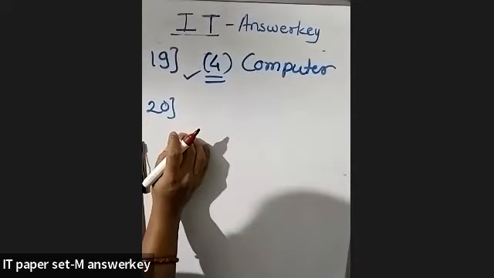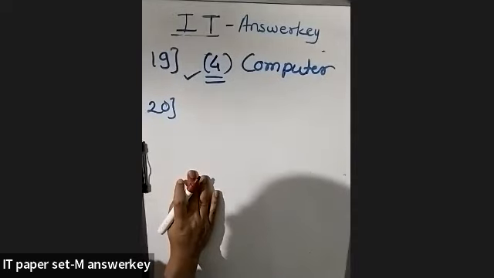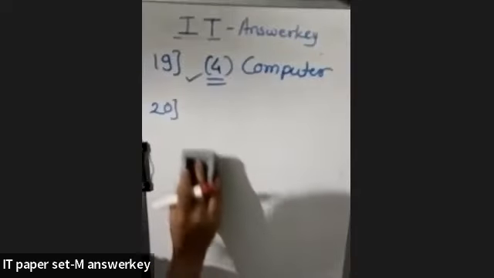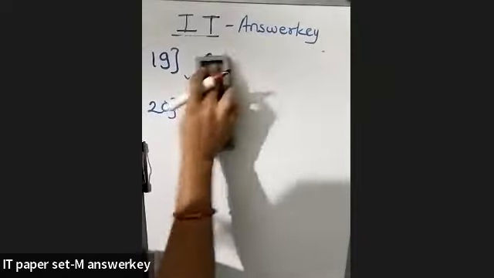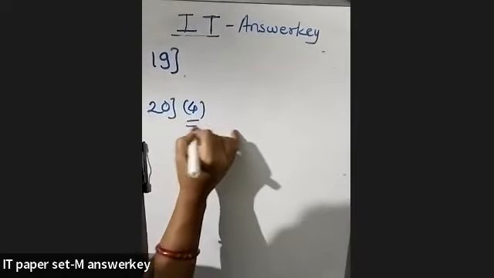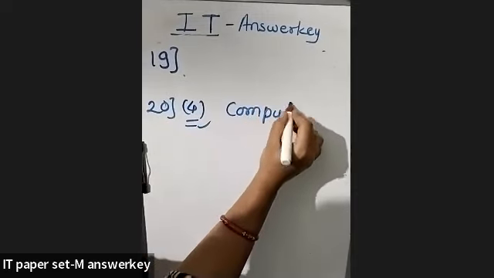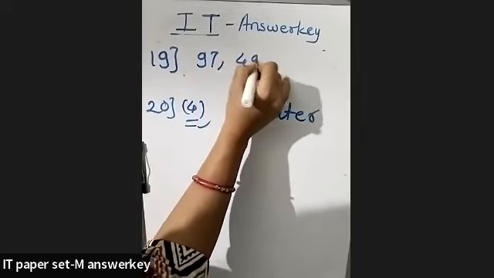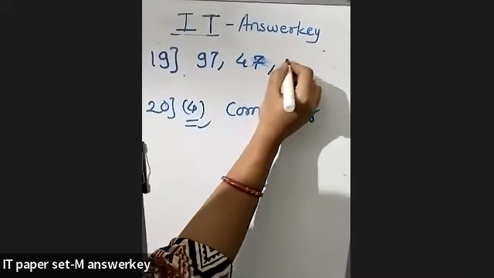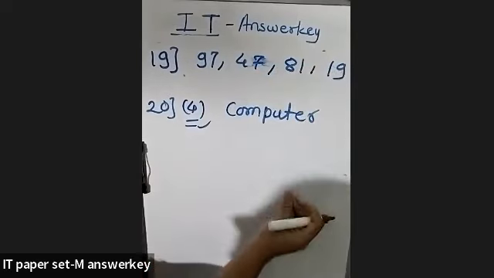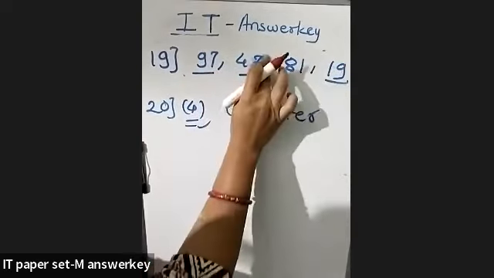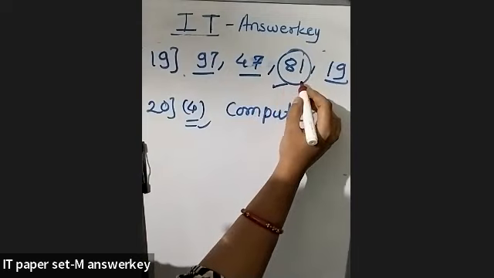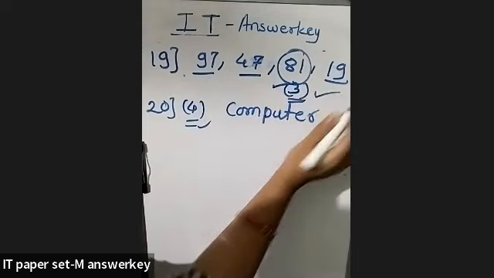Question number 20. Pick the odd one out. Book, pencil, sorry, this is the 20th question. The 19th question answer was computer, option number 4. Now the 20th question has 97, 47, 81, and 19. So 97, 47, and 19 are prime numbers. Only 81 is a composite number. So the odd one is 81. That is option number 3. Option number 3 is correct.